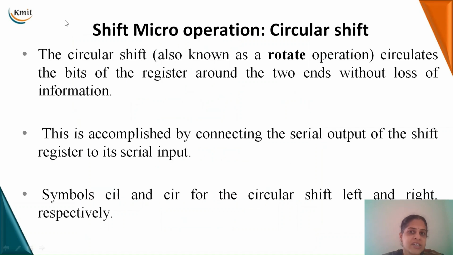Next, coming to a circular shift operation. The circular shift operation is also called a rotate operation. It is going to circulate the bits of the register around the two ends without any loss of information. And there are two types of circular shift operations. One is a circular left shift represented by CIL, and the other is a circular right shift represented by CIR.